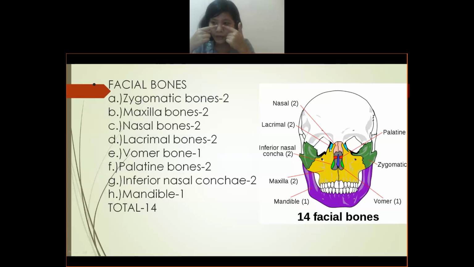Next is lacrimal bones. How many do you have? Two. Now let's see where the lacrimal bones are. This part, these two. Understand everyone? This nasal bone was here, and lacrimal bones are here. How many lacrimal bones you have? One, two. Two. Okay, are you clear, everyone? Lacrimal bones.